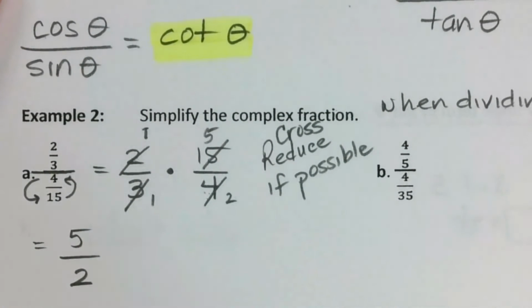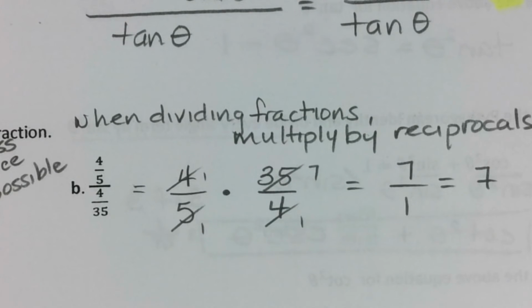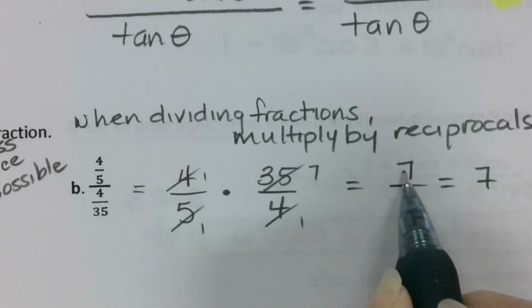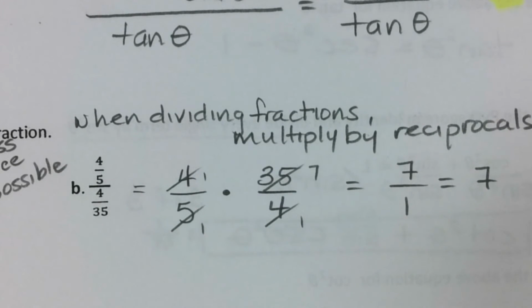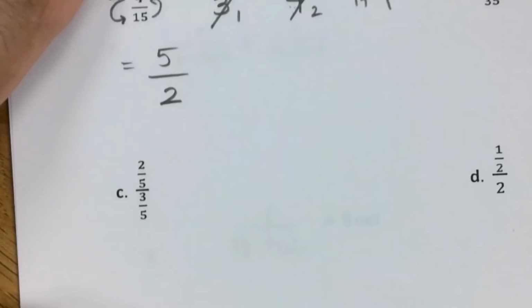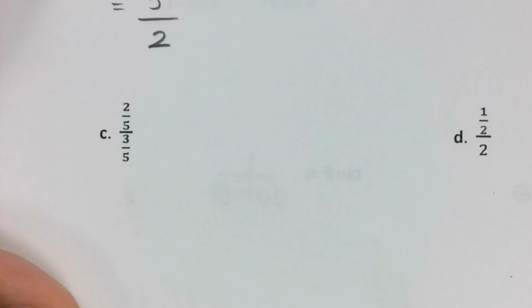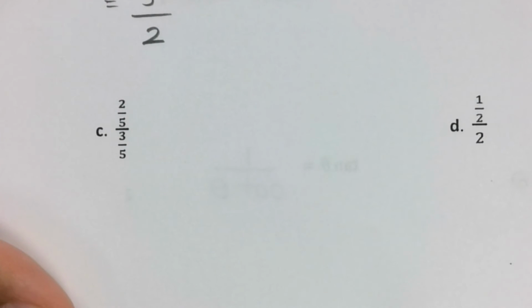Go ahead and pause and do part B on your own, and then check with me. Alright, here's our answer for part B. We multiplied by the reciprocal and cross-reduced to get an answer of 7. Now look at part C. Slow down on cross-reducing, or multiplying by the reciprocal, if you note something like this happening.